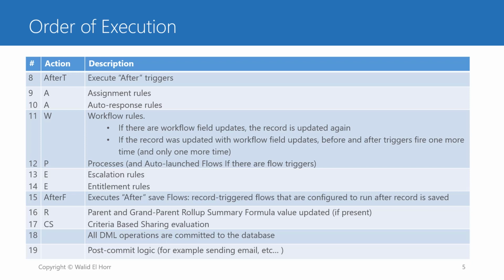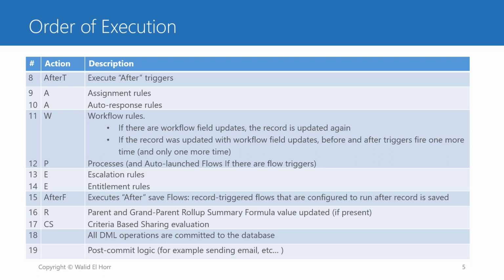Step 10 is auto response rule. Step 11 is executing the workflow rules. This is the original old automation tool that existed before processes and flows. If you are still using them, then this is the step when they run. Step 12 is running the processes and the auto launch flows called by the processes, if any. The processes would run first, then any auto launch flow would run later.